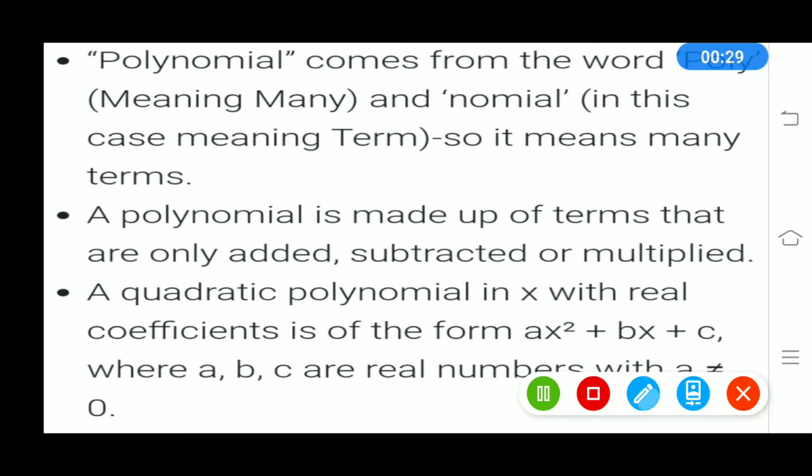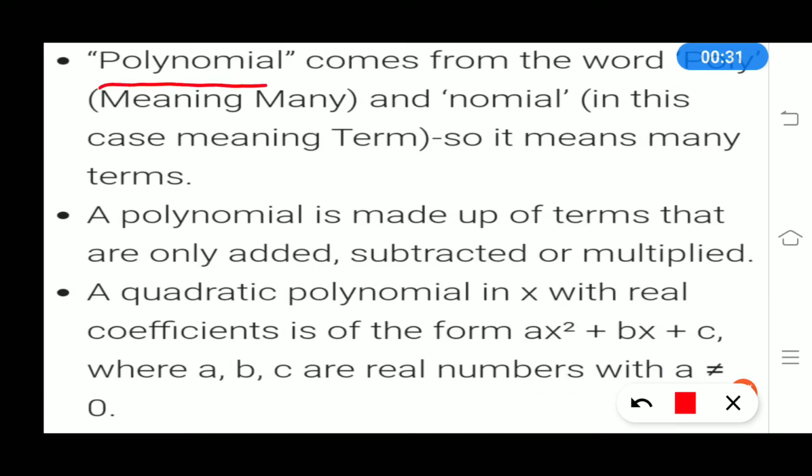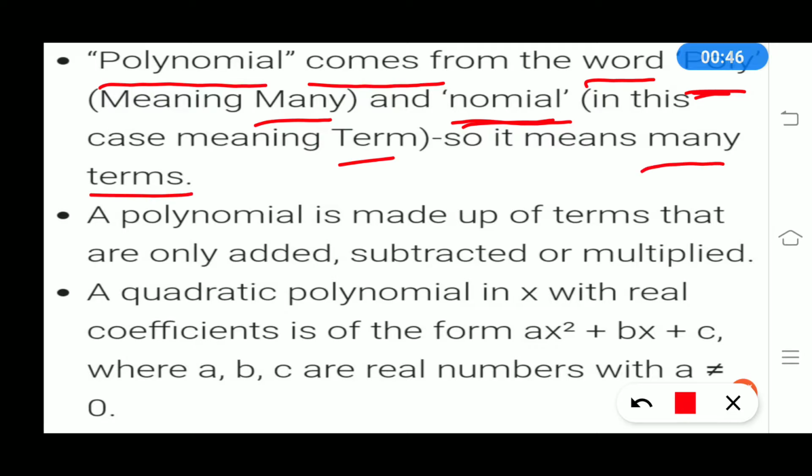Listen students, polynomial comes from the words poly and nomial. Poly means many and nomial means term. That means polynomial means many terms. Clear? So polynomial means many terms. A polynomial is made of terms that are only added, subtracted or multiplied.